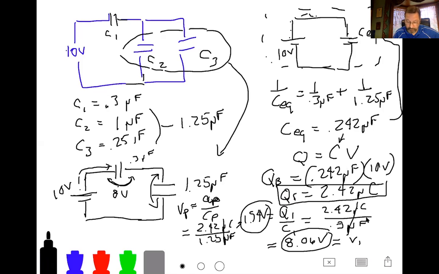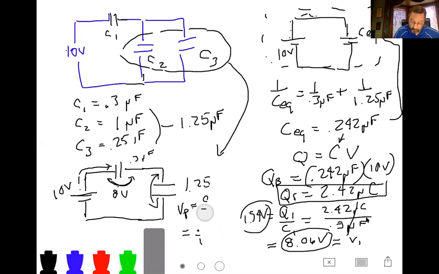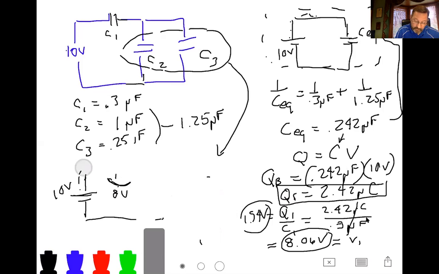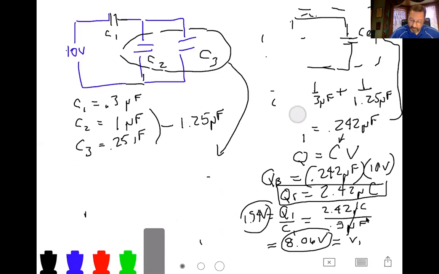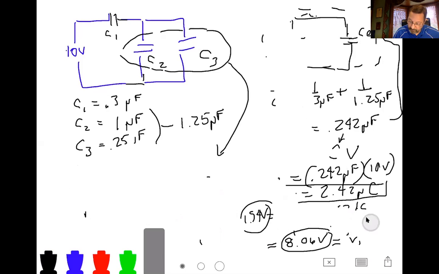All right, I'm going to erase this mess a little bit to leave myself some room. I'm going to keep those two numbers, what the voltage is across the 0.3 microfarad capacitor and what the voltage is across the 1.25 microfarad capacitor, because we're going to need them.